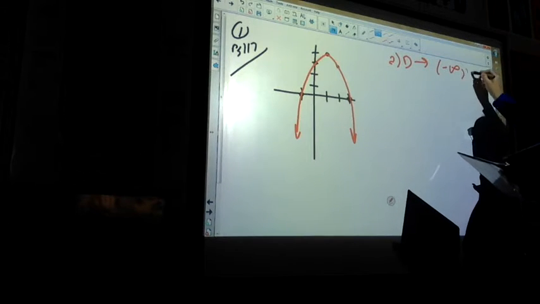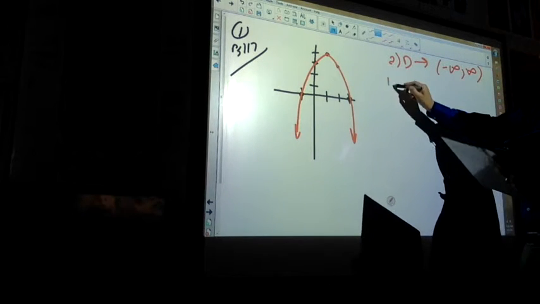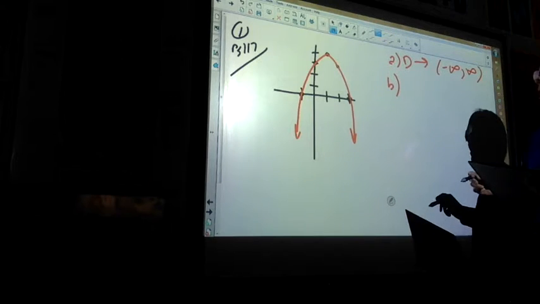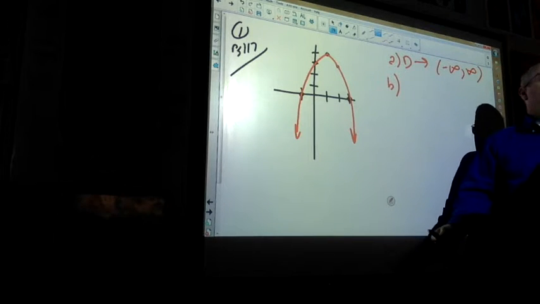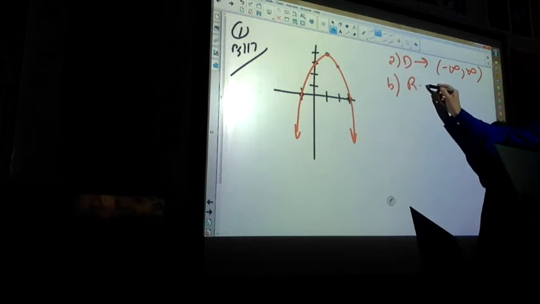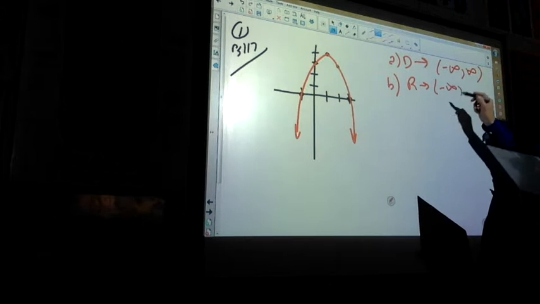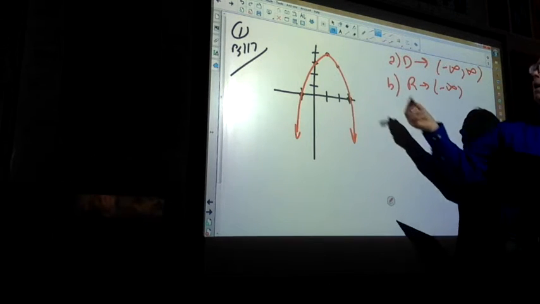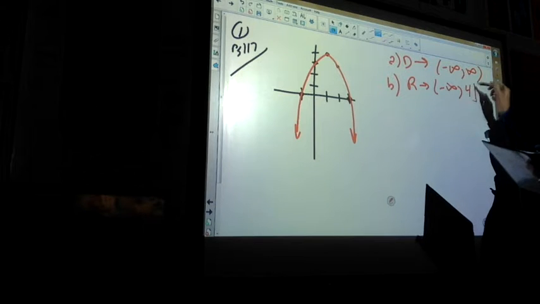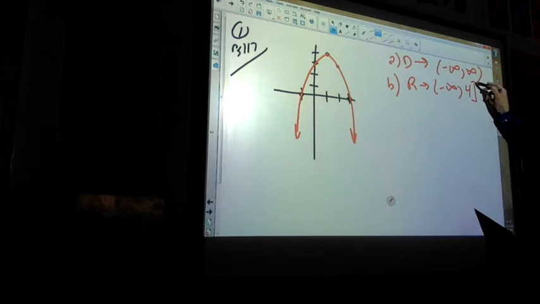Yeah. So always going to be same for parabolas, negative, positive, infinity. B, the range. It's coming from where? Negative infinity going to what? Positive 4, square bracket. Got all the way there. Any questions on those first two on page 117?